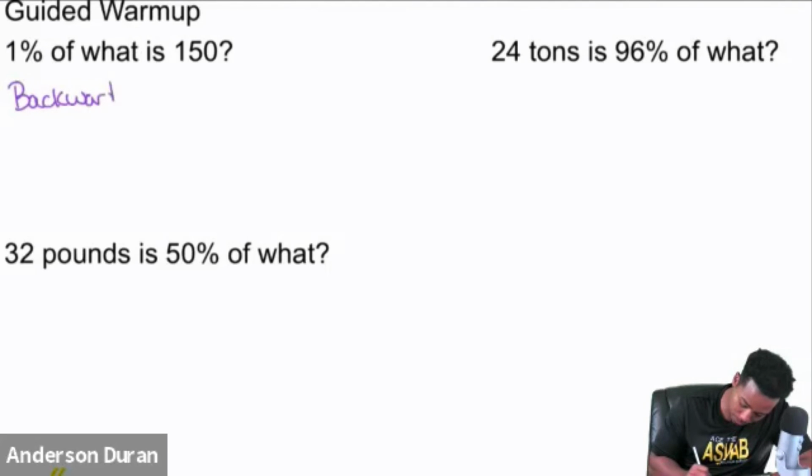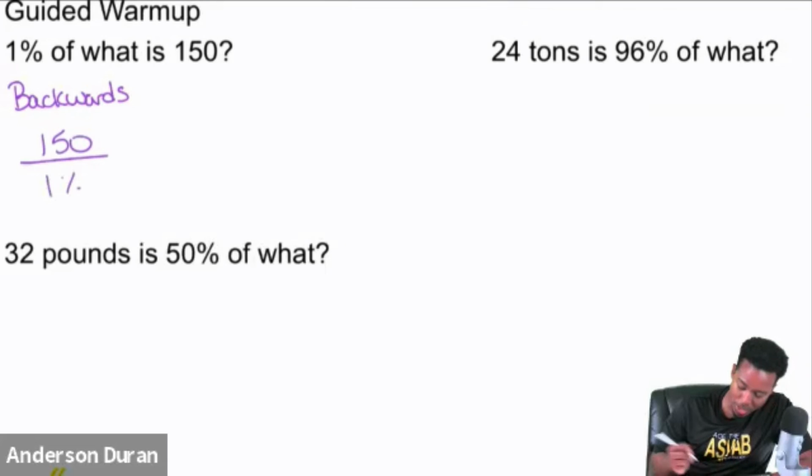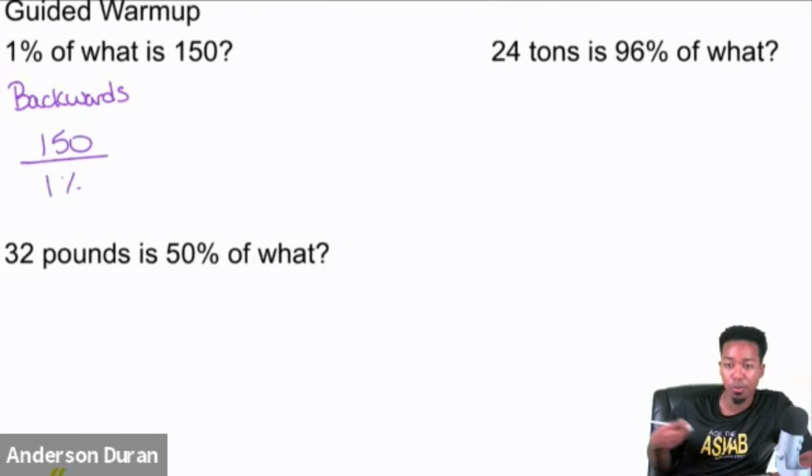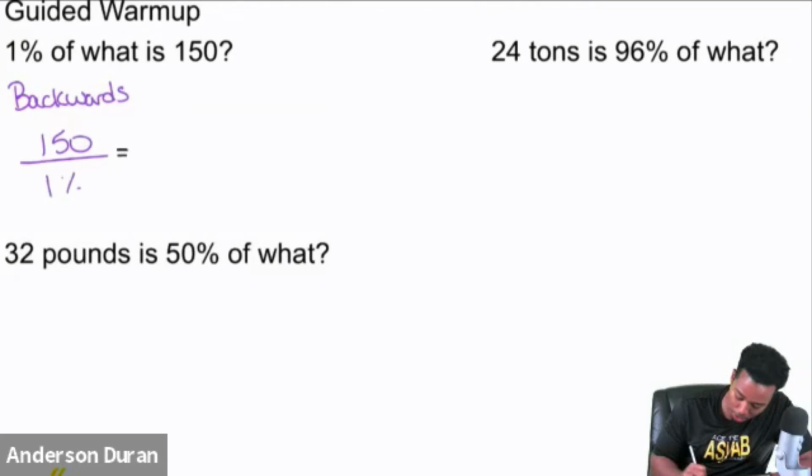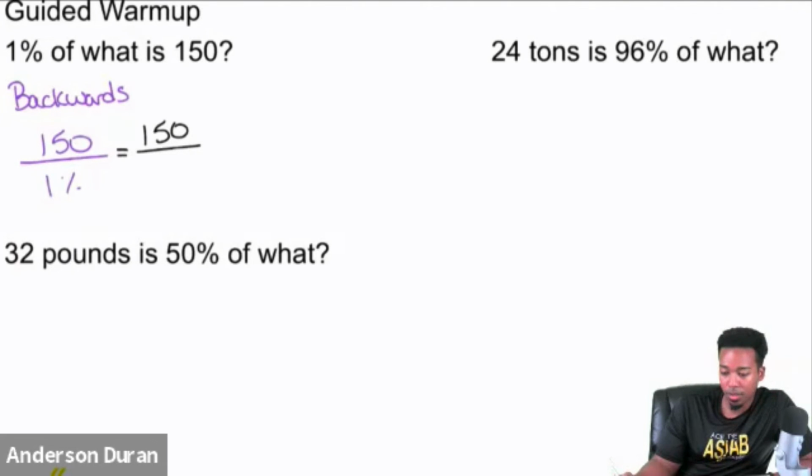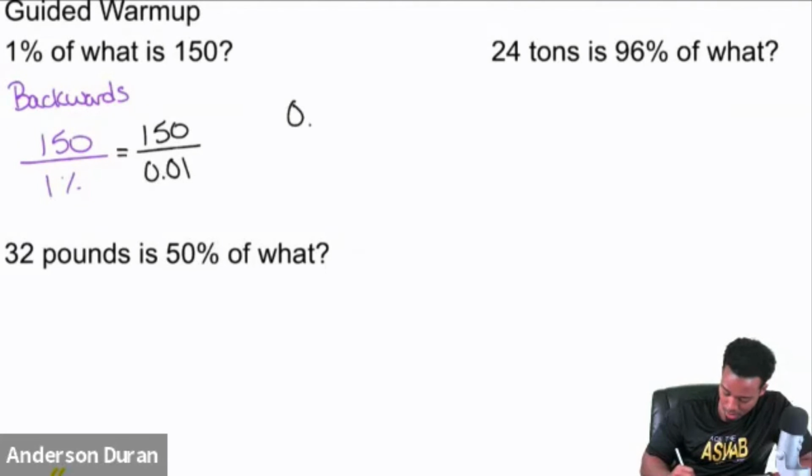Backwards. And what we're going to do here is take 150 and divide it by 1%. But we can't just write 1%, everybody. We got to convert that to a decimal. So everybody, we're going to have 150 divided by what? Devin, nice and quick there. I love it. Mikhail, Alex, great job, guys. 0.01.